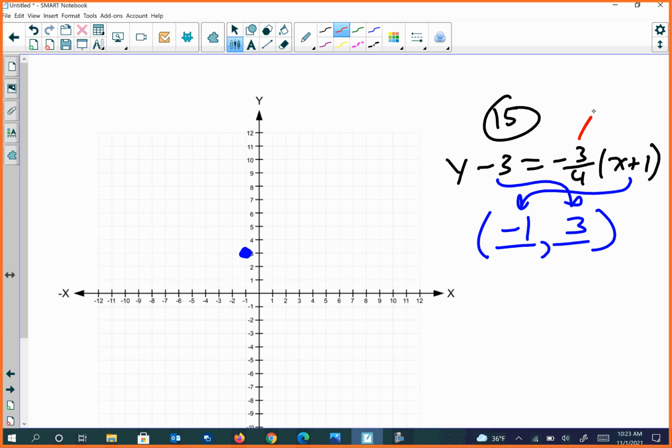Then we're going to use our slope to find a second point. So from this point, I'm going to go down 1, 2, 3, and right 1, 2, 3, 4. And there it is.